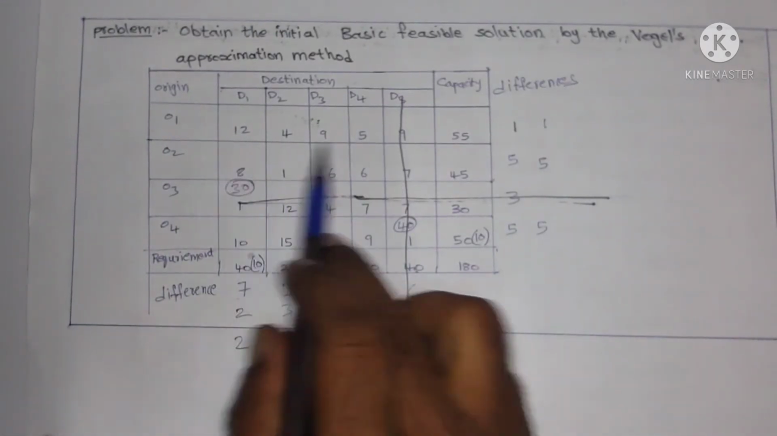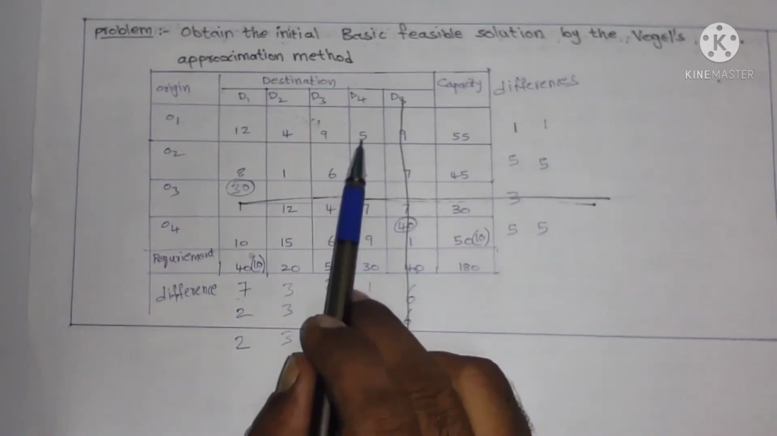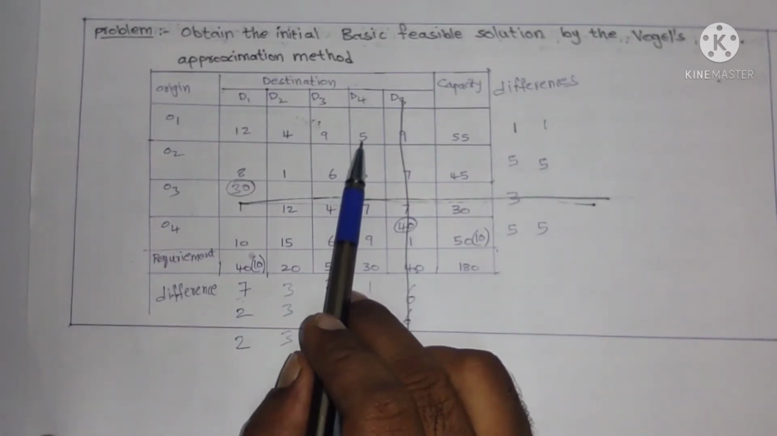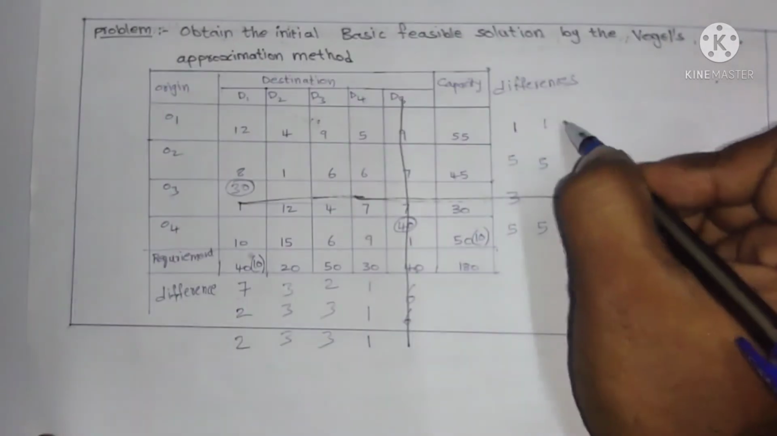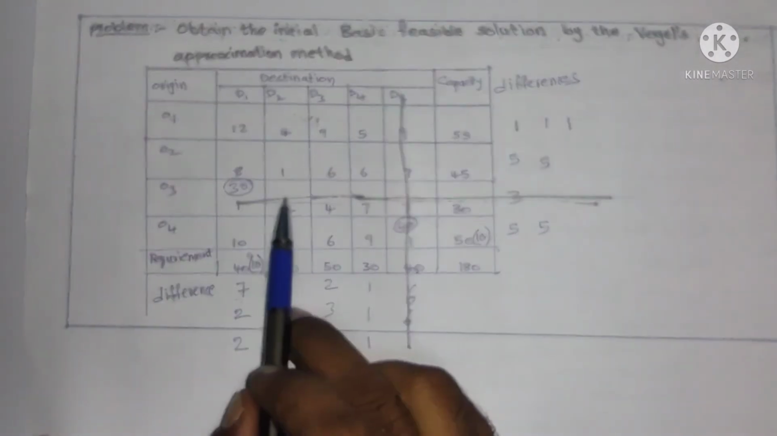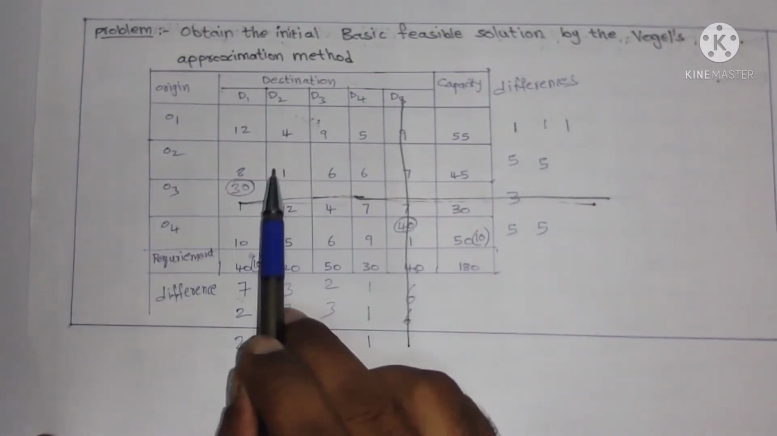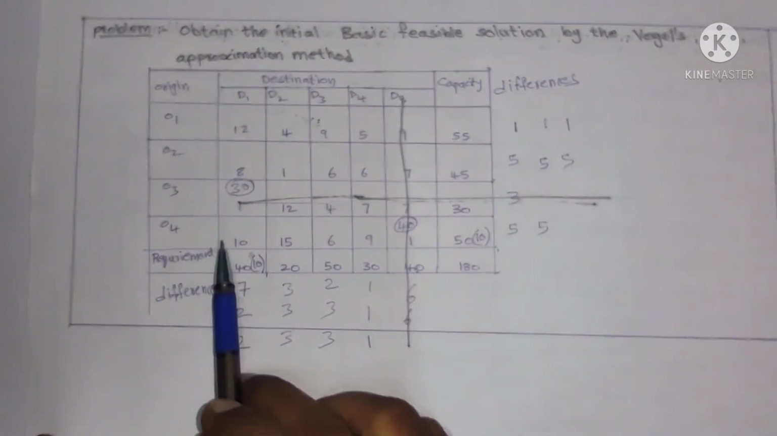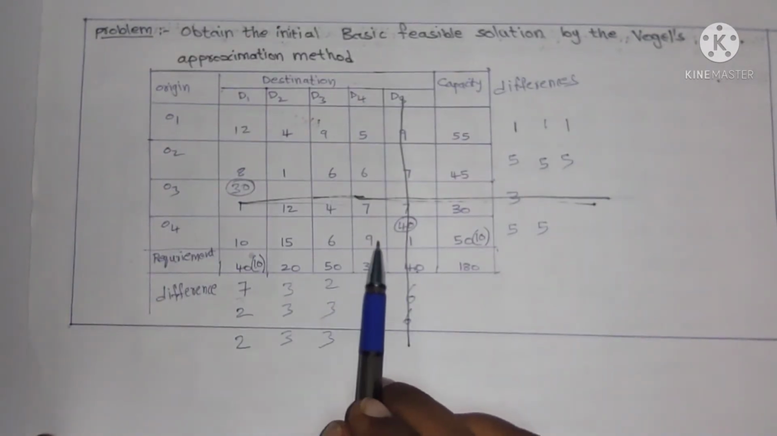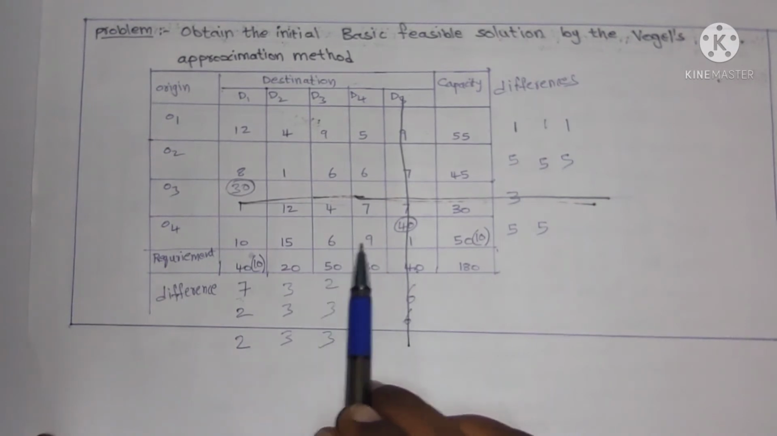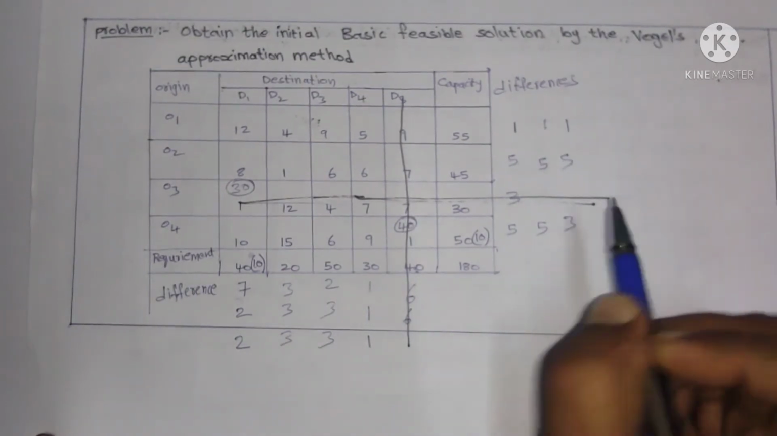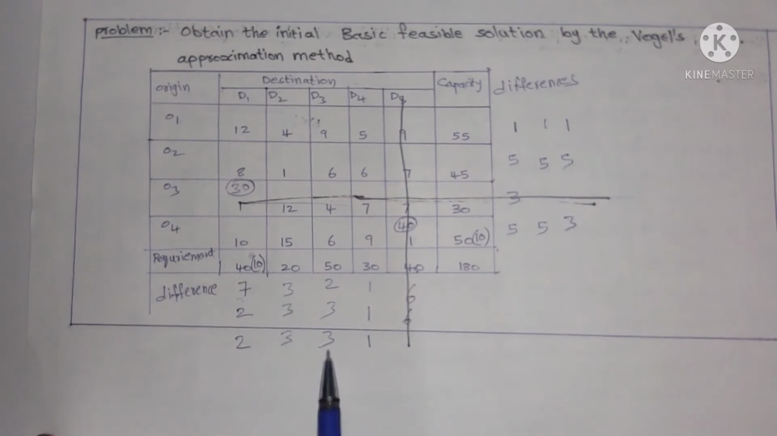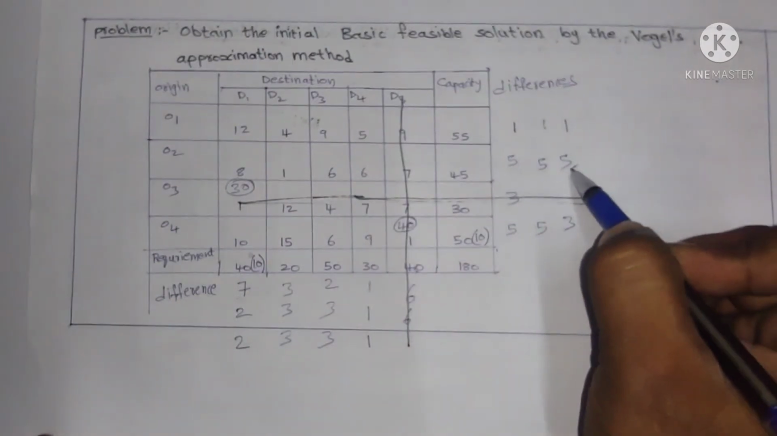1. Similarly, in the rows, 4 and 5 are the cheapest cells in the first row. That means the difference between these two is 1. Next, similarly, what is the difference between 1 and 6? 5 in the second row, and in the fourth row 6 and 9 are the cheapest cells. What is the difference between these two? 3. Now in the third differences, 2, 3, 3, 1, 1, 5, 3. What is the highest difference? 5 is the highest difference.